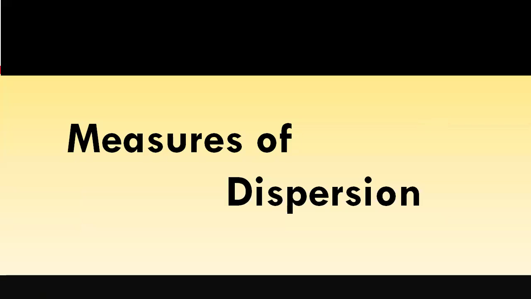Next topic is measures of dispersion. So, knowing the measures of central tendency: central tendency is nothing but the central value of the data. The average is kind of your central value, the median is the middle value, and the mode is the most popular, most frequently occurring value.